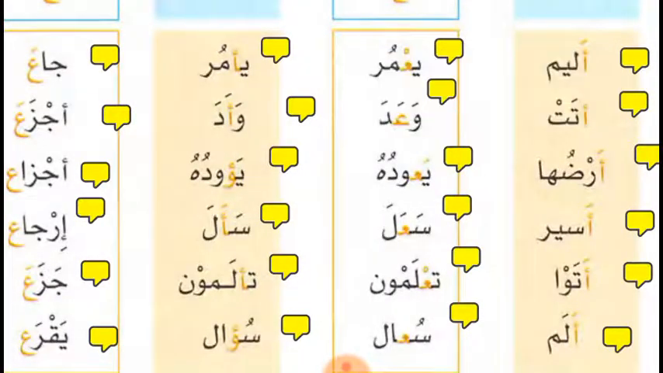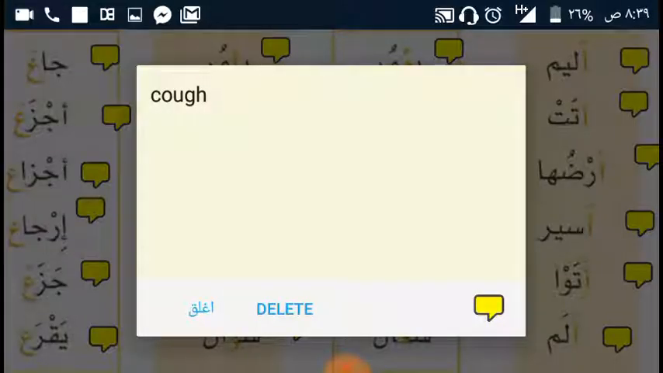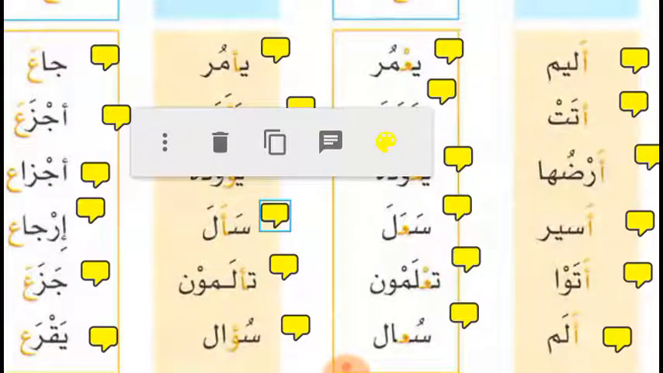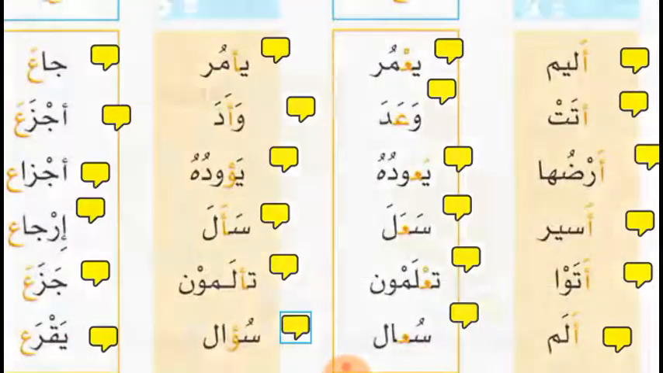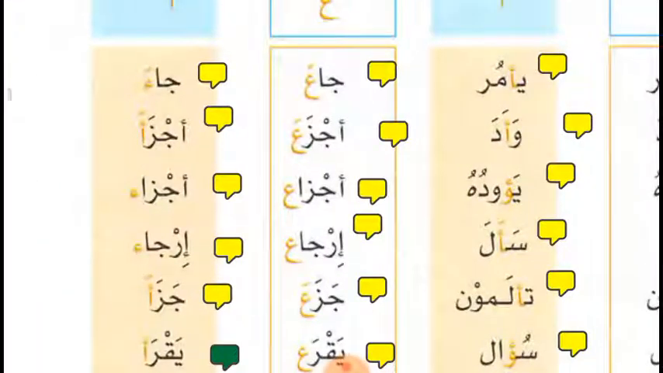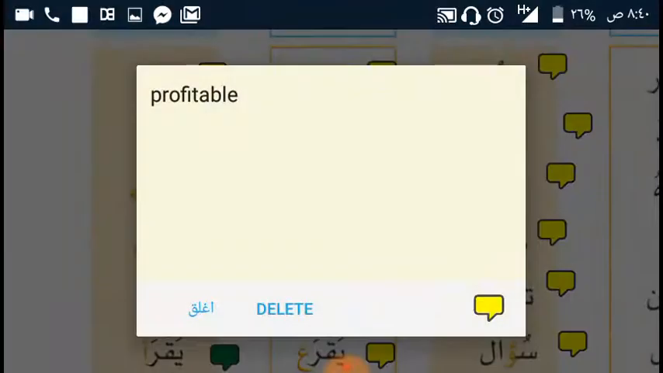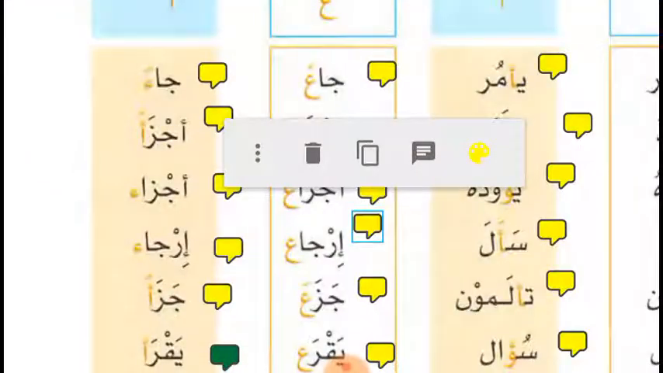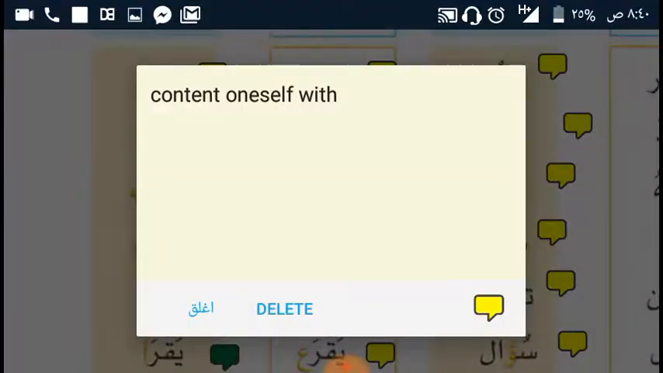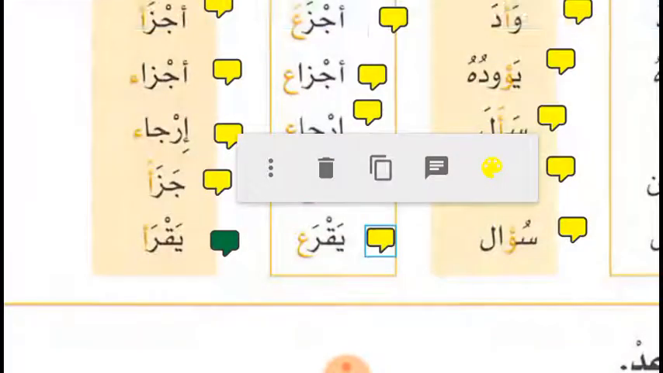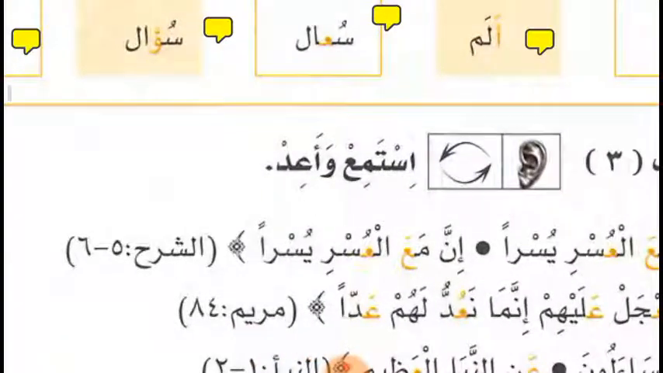Ya'uduhu, return it. Ya'uduhu, ties him. Sa'ala, cough. Sa'ala, asked. Ta'alamun, you know. Ta'alamun, you are suffering. Su'al, cough. Su'al, question. Then we have Ja'a, hunger. Ja'a, came. Ajza, afraid. Ajza, profitable. Then Ajza, things that are not seen. Then Ajza, dividing into parts. Irja, return. Irja, delay. Jaza, alarm, impatient. Jaza, content oneself with. Yakra, he knocks. Yakra is reading.